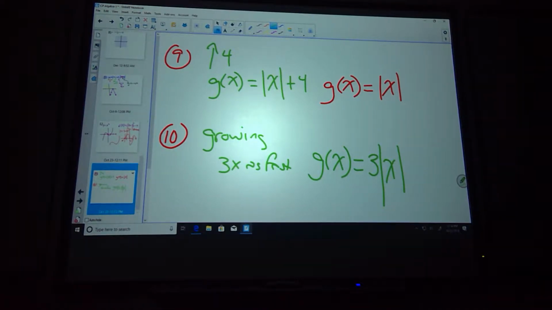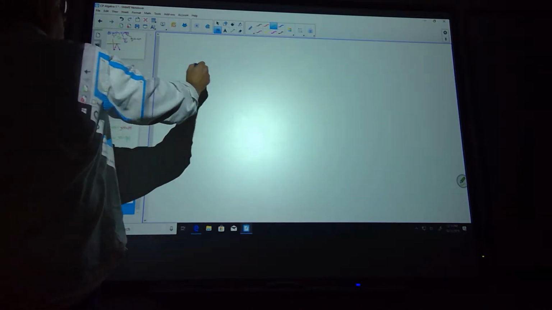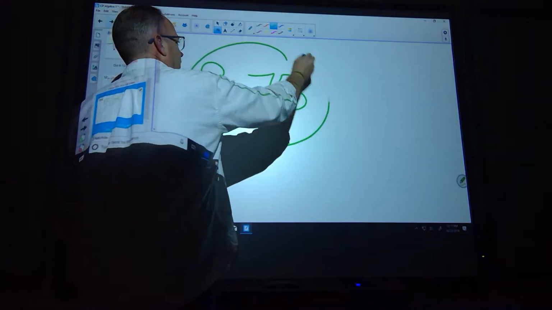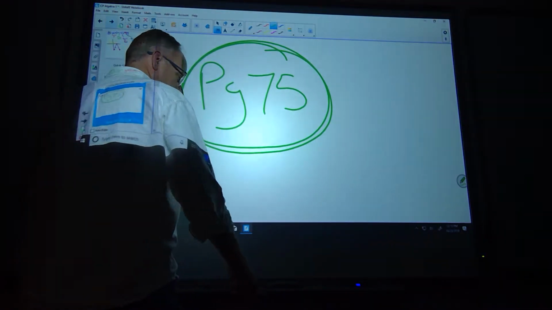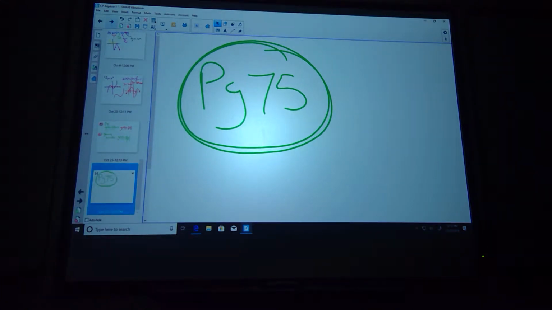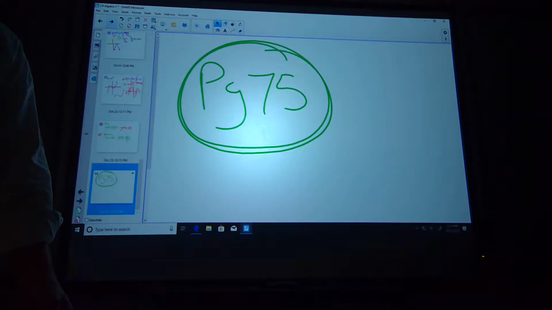If you would, please pass forward just page 75. Just pass forward page 75. Okay, make sure your name's on it, though. So if you're in the front, make sure the people who are passing them up have their name on it, please.